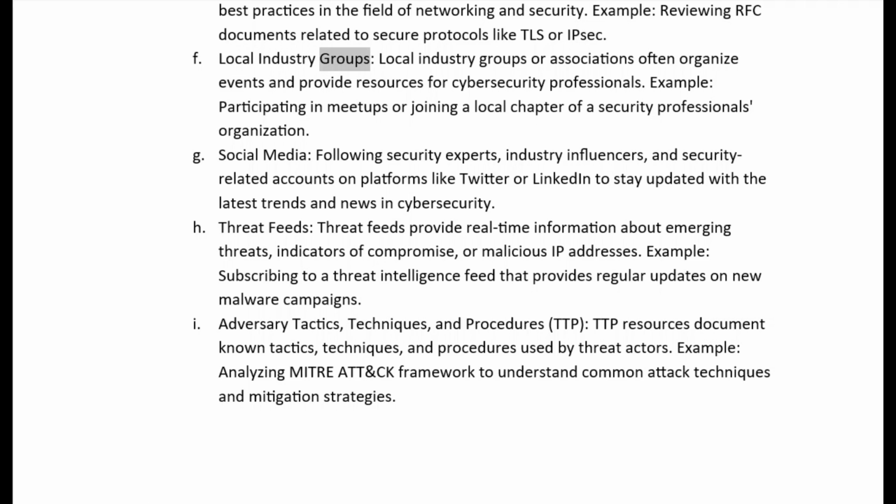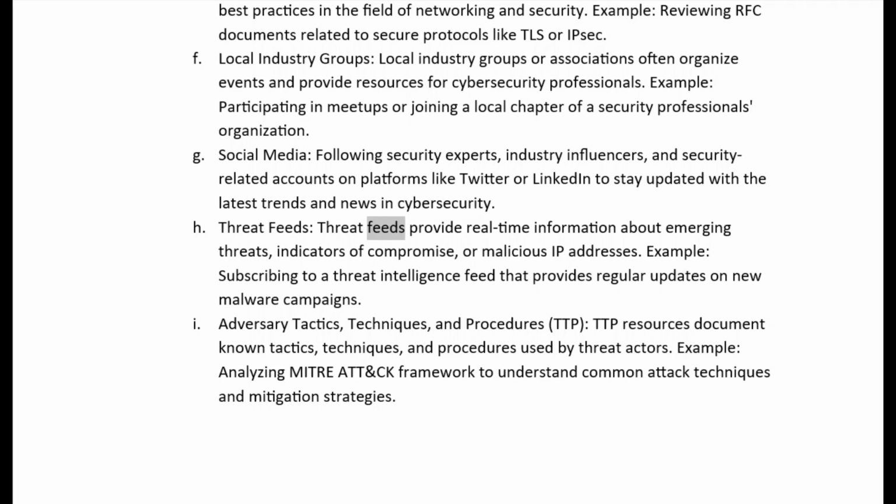Local industry groups or associations often organize events and provide resources for cybersecurity professionals. Example, participating in meetups or joining a local chapter of a security professionals organization. Social media, following security experts, industry influencers, and security-related accounts on platforms like Twitter or LinkedIn to stay updated with the latest trends and news in cybersecurity.